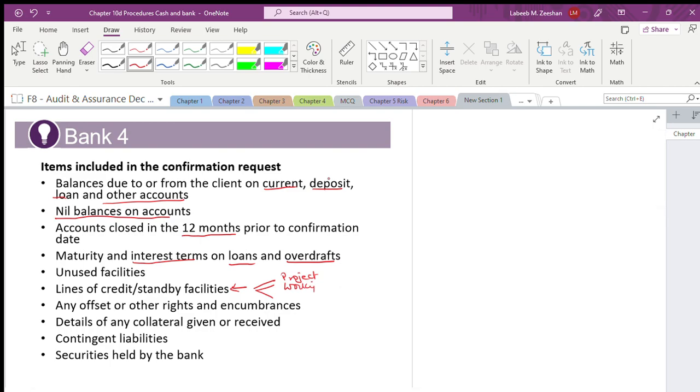You will have fixed assets loans. Likewise, you have different types of loans. What are the different lines of credit? Short term, long term, medium term. Any standby facility? What is the standby facility? Standby facility is nothing but an overdraft.